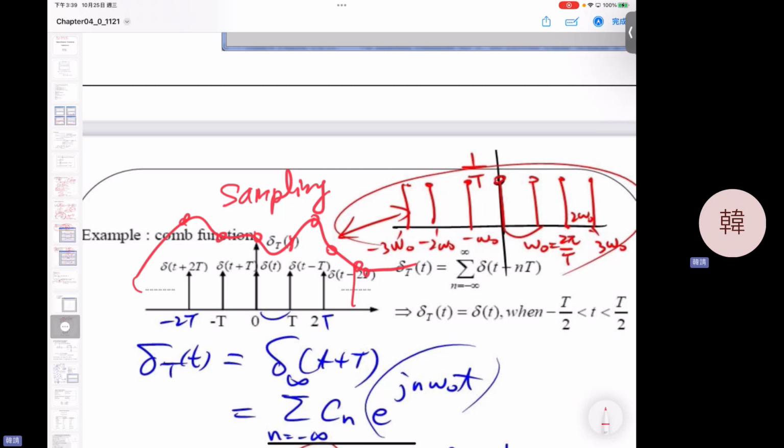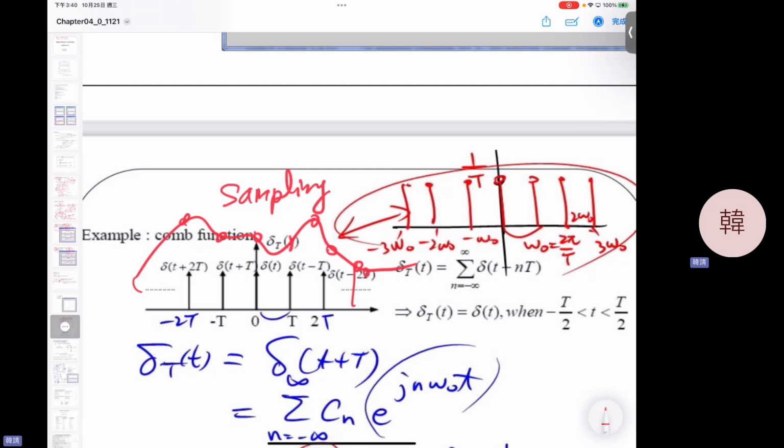So the key issue of the comb function is the capital T: when is the delta function located? When capital T is large, your sampling is very slow. When T is very small, your sampling time is very short, and you will get a higher resolution. If T is large, the next sample will come after a longer time. If T is very short, with high resolution, you immediately sample the next point. So it depends on the density of this function.